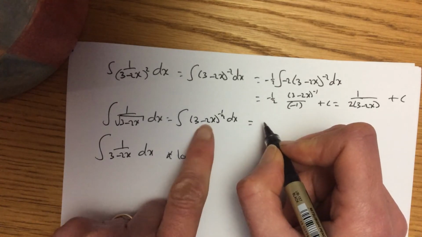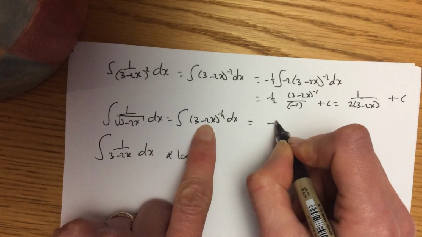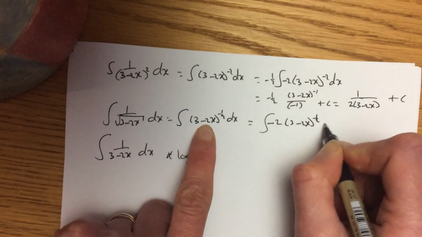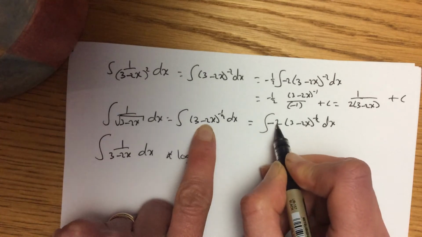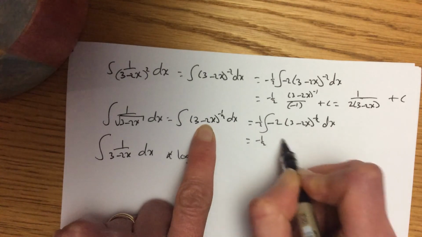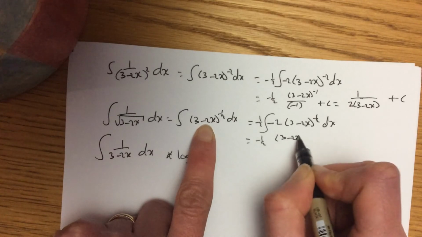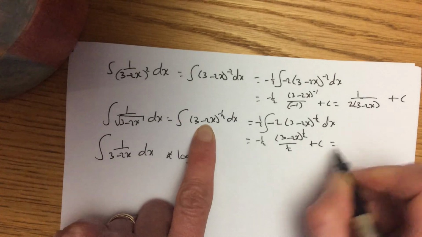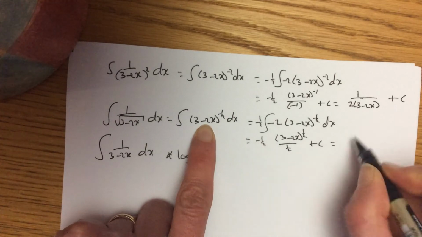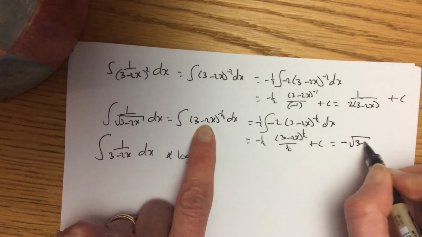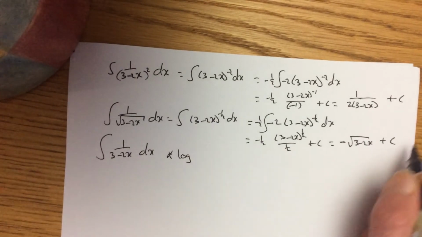So I must have the derivative in front. The derivative is a minus 2. So it's 3 minus 2x, minus a half, dx. I just pop that in there so I've got the balance outside. Now I'm good to go. Add 1 to the power and divide by it. And remember the derivative disappears. A half divided by a half disappears. So you've just got minus, power of a half, the square root of 3 minus 2x. And don't forget your c.